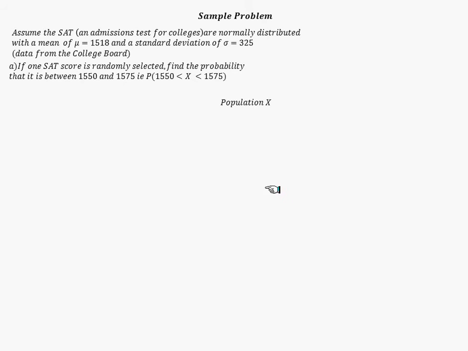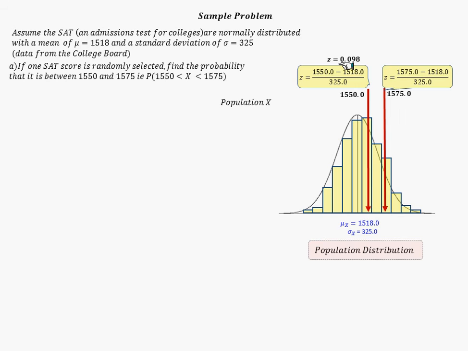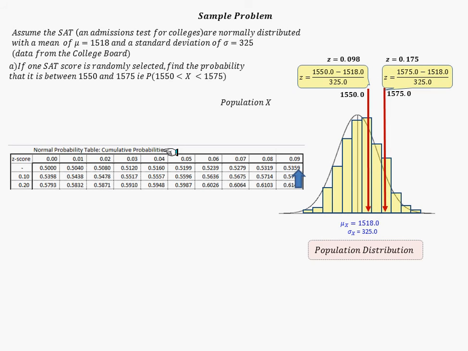Here we're going to apply this. We have the SAT scores, Strategic Admissions Test, mean 1518, standard deviation 325. If one SAT score is randomly selected, we're going to look at the population here between 1550 and 1575. The Z score is 0.098. On the right, 0.175. Going to the table, we can see that the value between these two blue arrows turns out to be 0.5391. For the other case, 0.175 is halfway between these two values, and that is 0.5695.